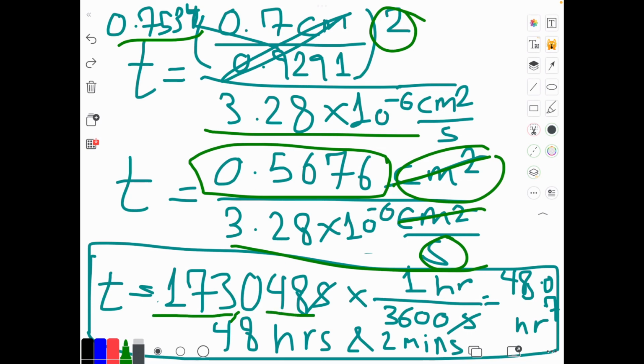173,048 seconds. We're going to convert this to hours, because whenever they usually ask you this, they want it in hours and minutes. So seconds go away, divide by 3,600, and you get 48.07 hours. If you do it in hours and minutes, it becomes 48 hours and 2 minutes. 2 days and 2 minutes, but honestly, that's how I get it, and my calculation was right. So hopefully you guys learned something new.